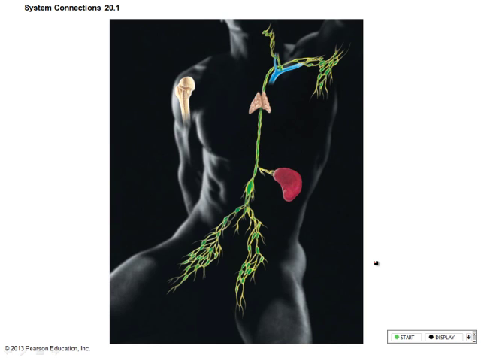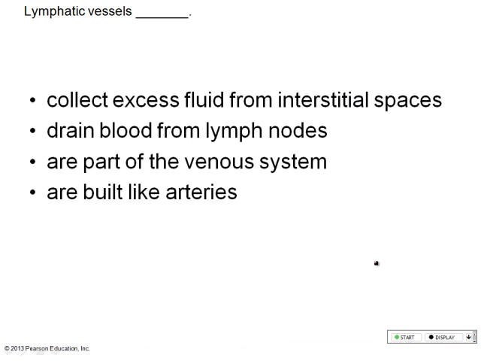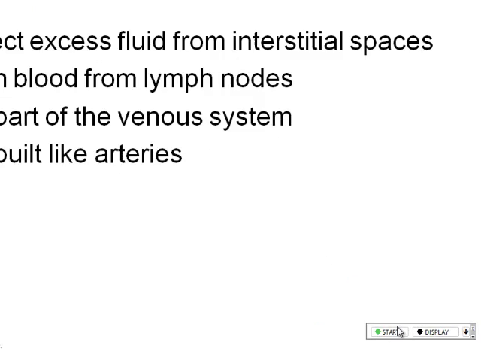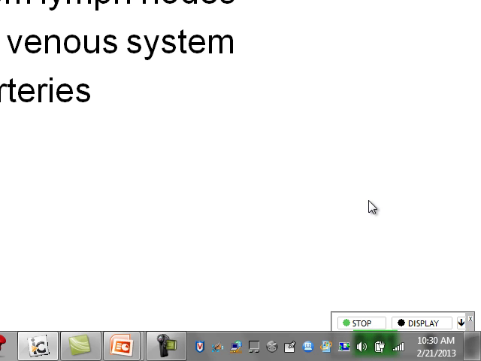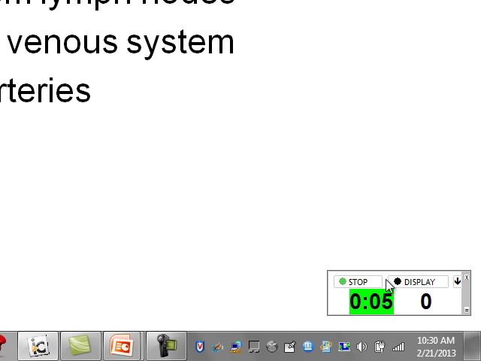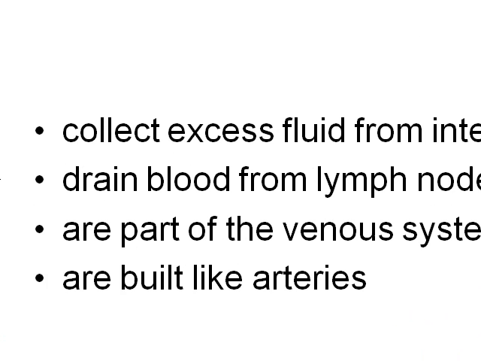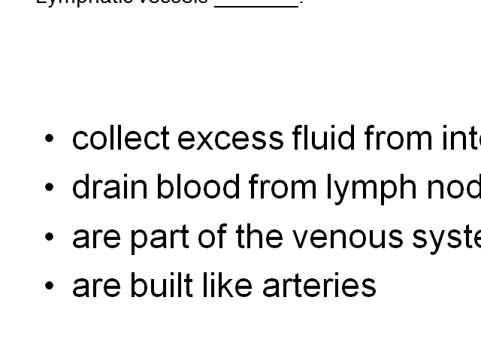So, take out your clickers. We'll get a couple questions in. And that way I can take attendance. Lymphatic vessels. That's supposed to be A, B, C, D. Very good. The first one's A, the second one's B, the third one's C, and the fourth one is D.